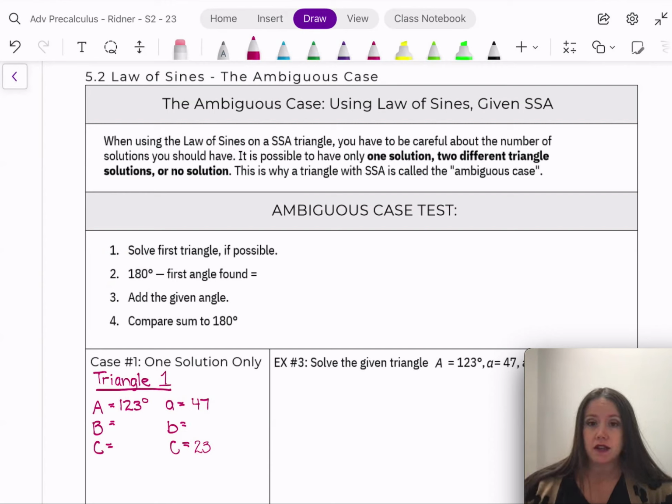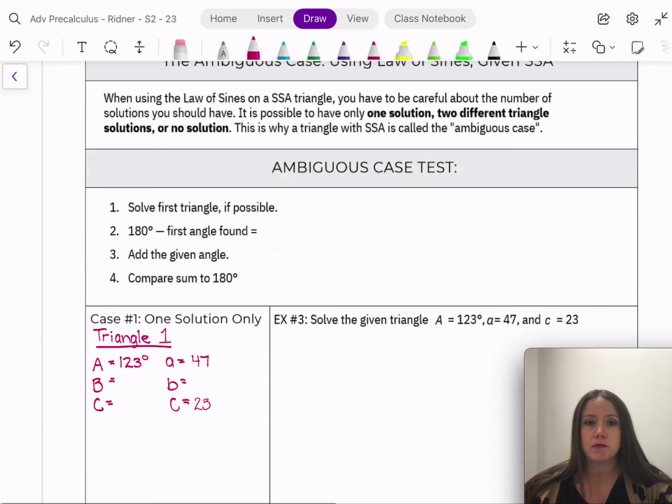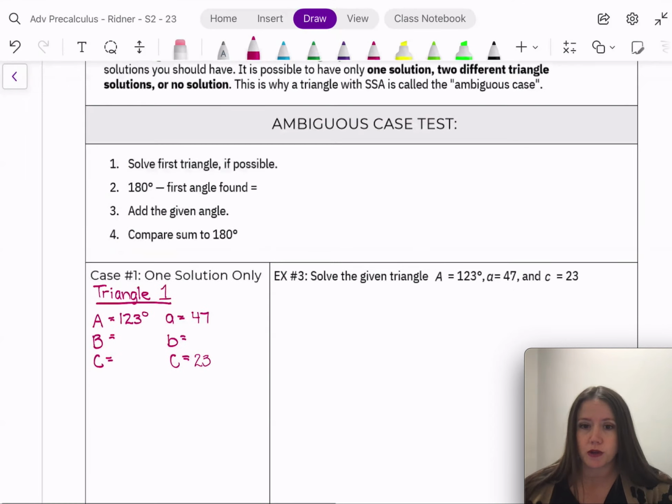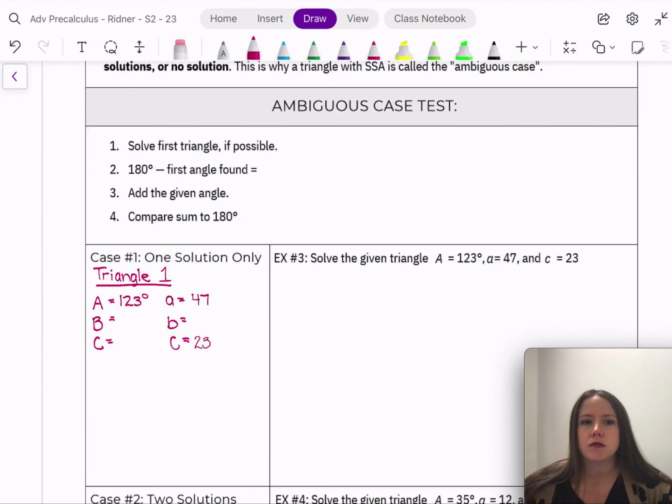But we can check whether there's one triangle, two triangles, or no triangles possible if we're given side-side-angle. Your steps are here, so make sure to read over those. Those are the steps we're going to follow to solve.